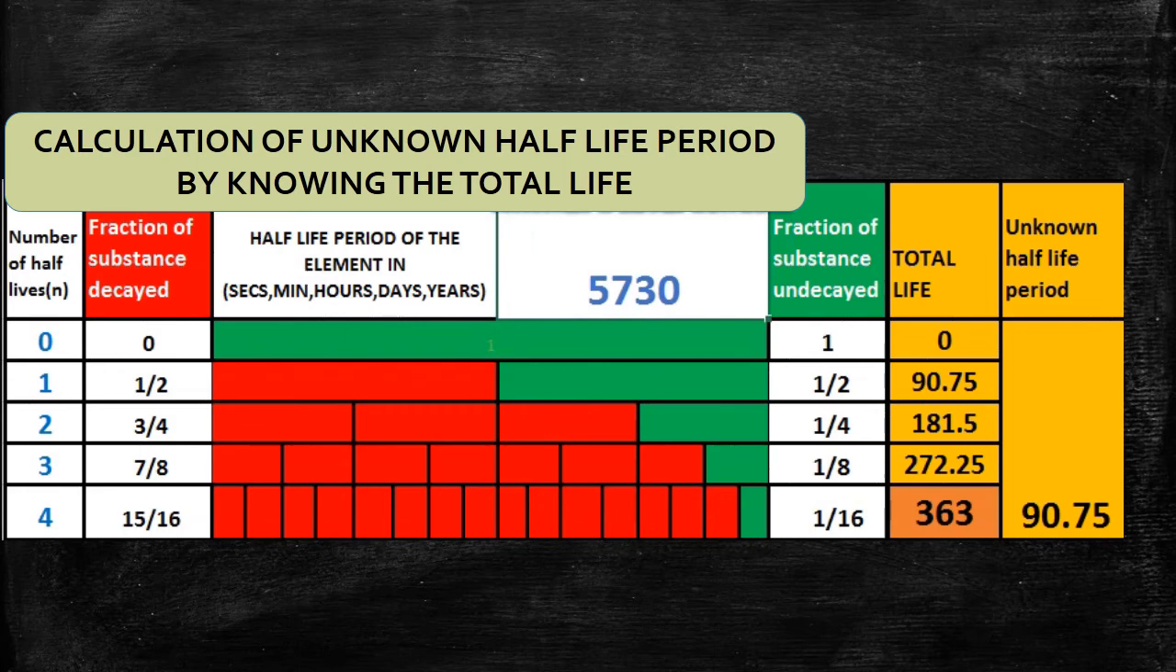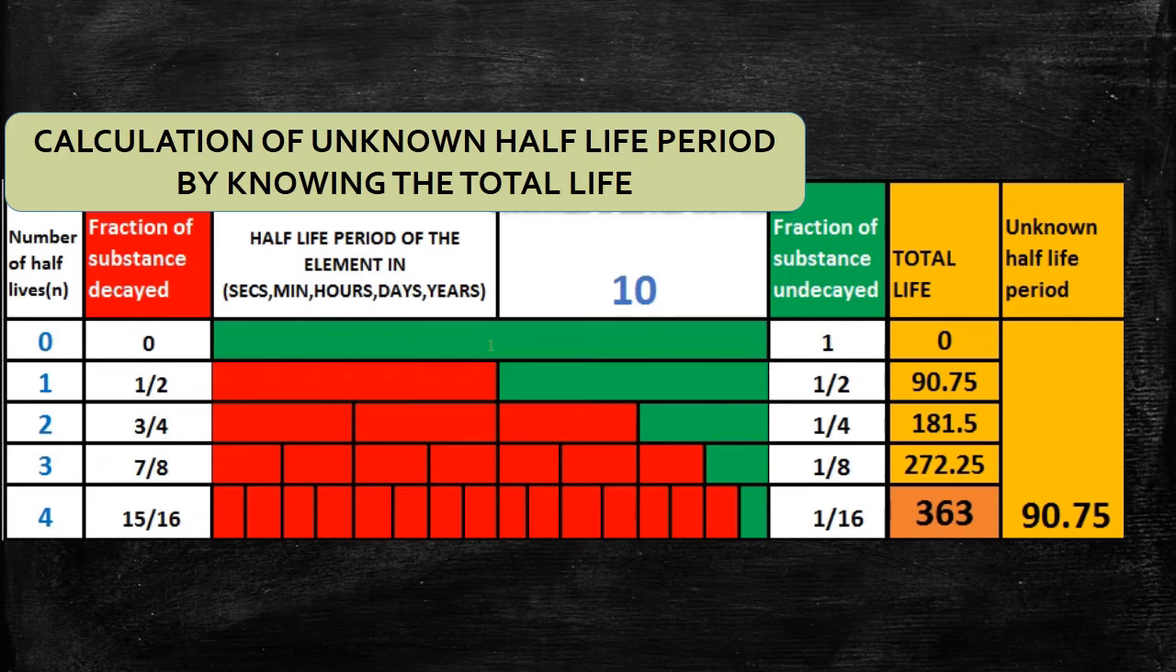Just for a change, I am changing the value of the half-life period. Let us take 10 days. Just look at the total lifetime value, automatically it will change. Now I have given the half-life period value as 10 days. Look at the value of total lifetime. The total lifetime for decay as well as for undecay is automatically changing. So I have explained this part.